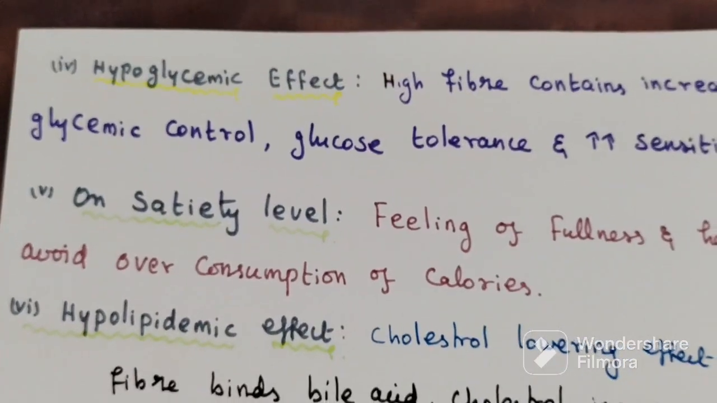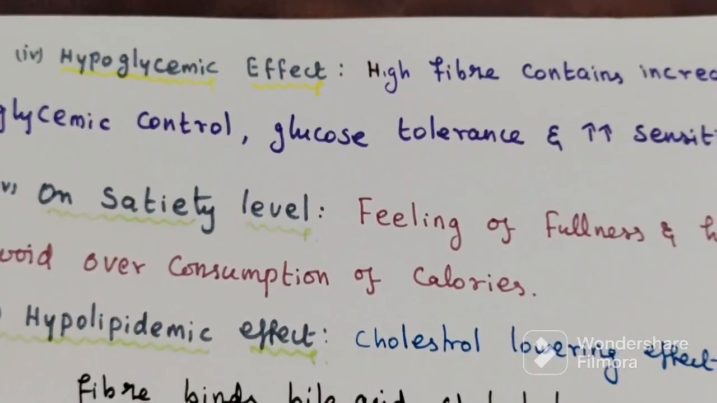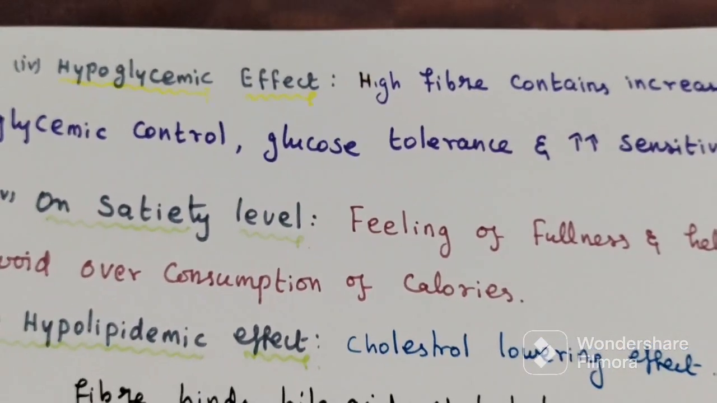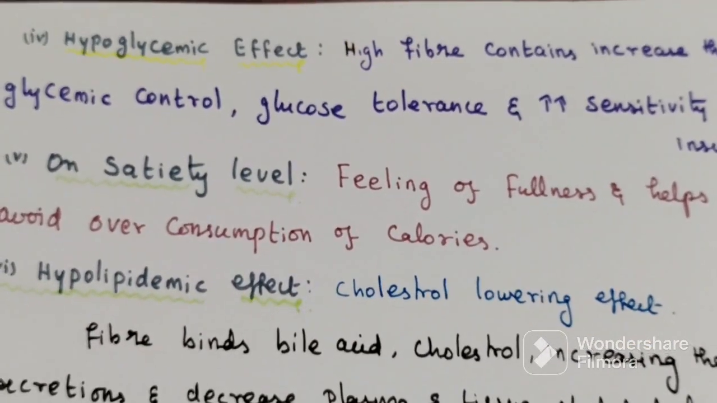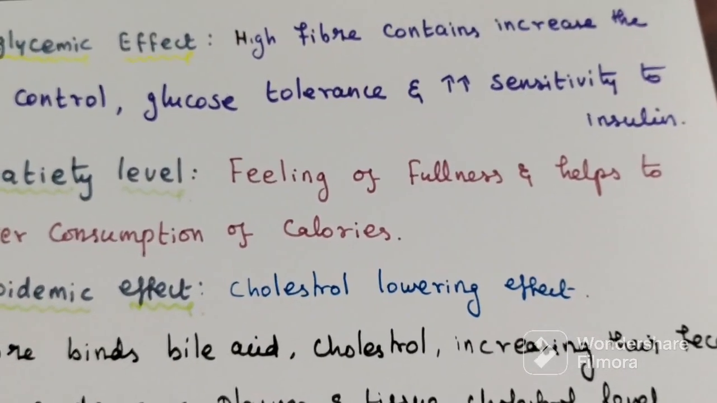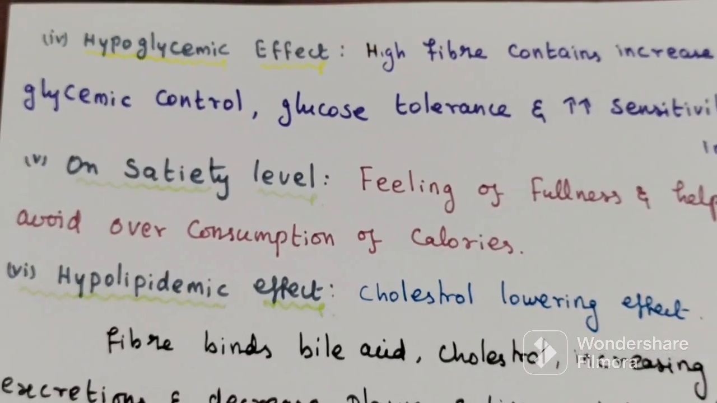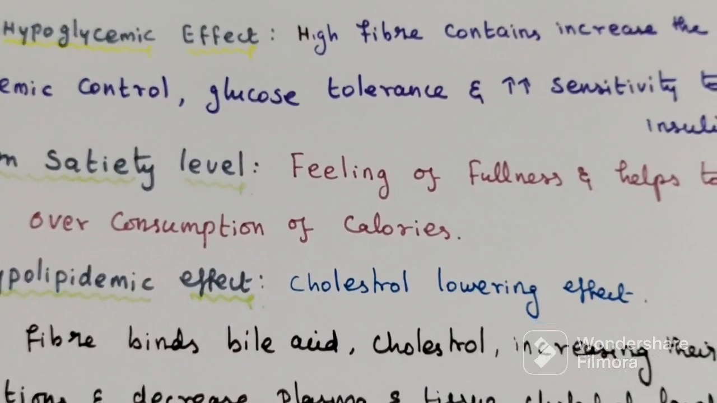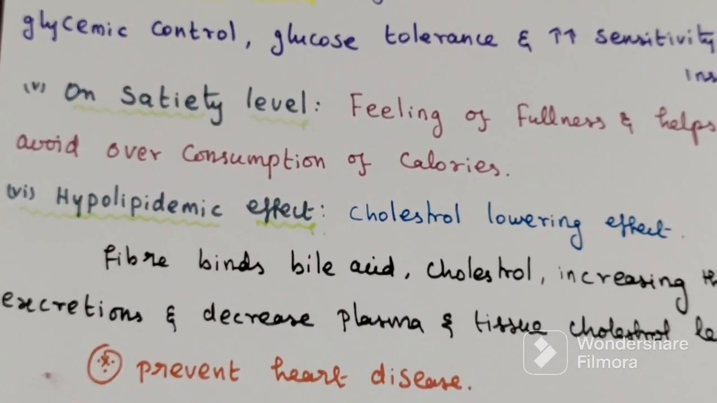Next one is satiety level. That means feeling full and loss of appetite after eating. That's why it helps prevent diabetes mellitus. The satiety level provides a feeling of fullness and helps avoid over-consumption of calories. That's why it is used for the treatment of obesity.